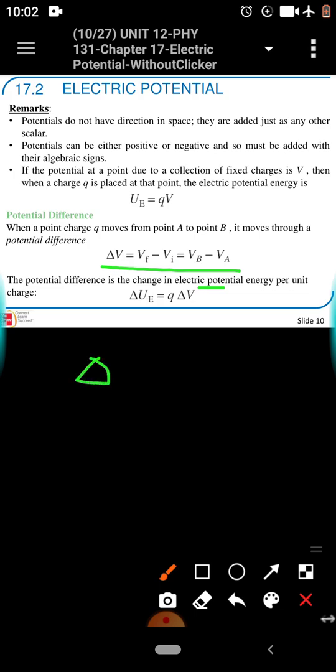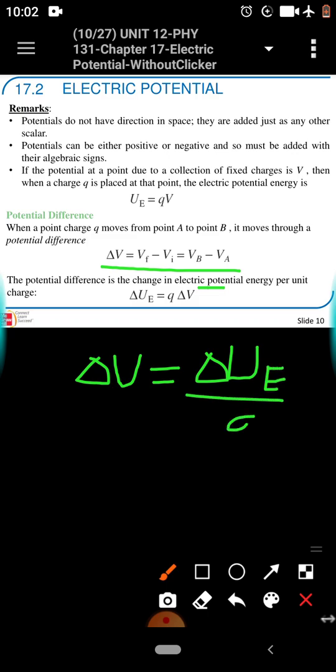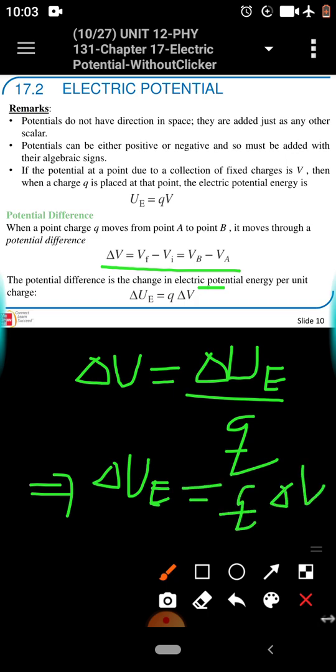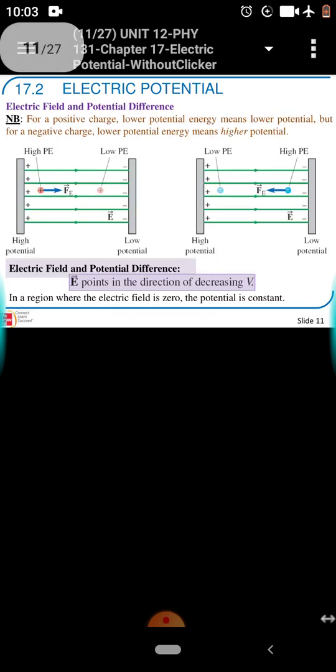The potential difference is the change in electric potential per unit charge. When you rearrange, you have that the change in electric potential energy is equal to Q times the potential difference. These are very important formulas. So we have talked of this. This is exactly what I was explaining.